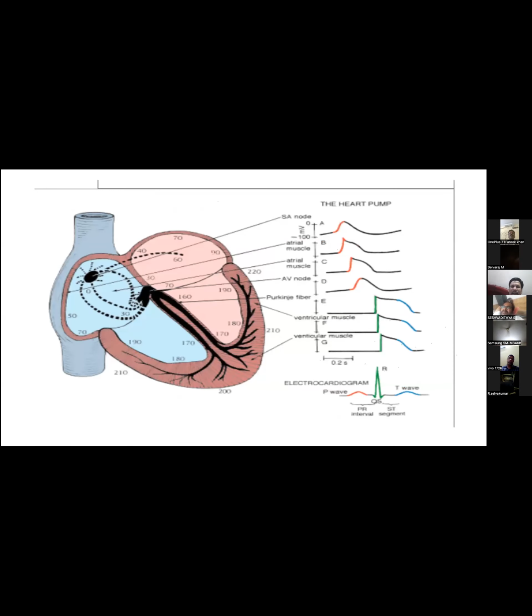Right? Now, I'll make it much easier. See here, from the SA node, it comes to the AV node, bundle of His, right bundle, left bundle, Purkinje fibers. You can see the whole cycle. From here, 120 to 200 milliseconds is the time duration. From the AV node to the Purkinje fibers, it takes only another 20-30 milliseconds to go through quickly because of the specialized conduction system.